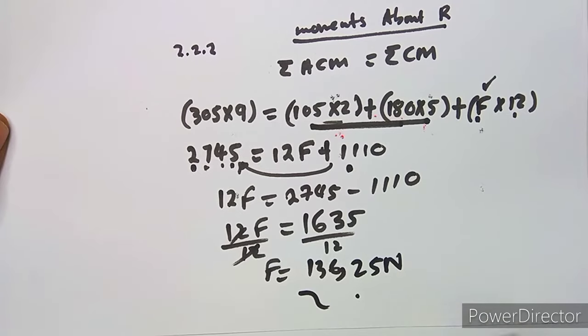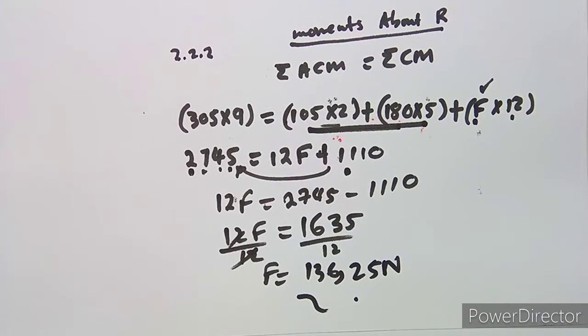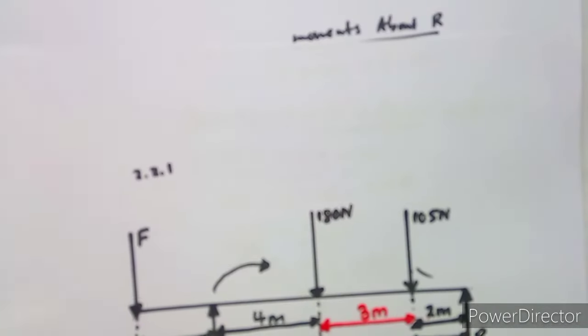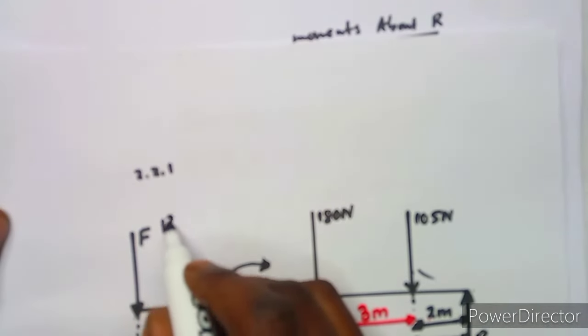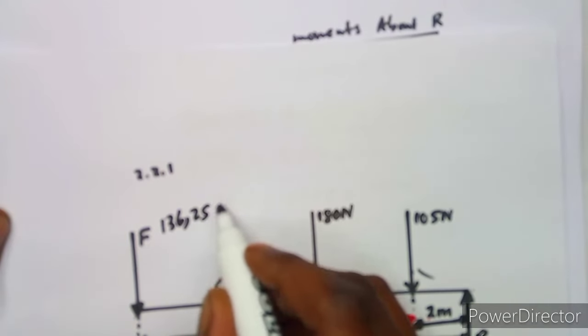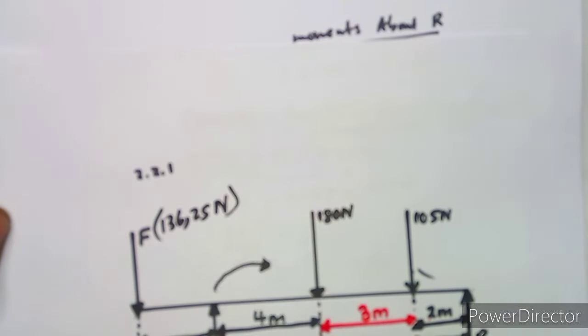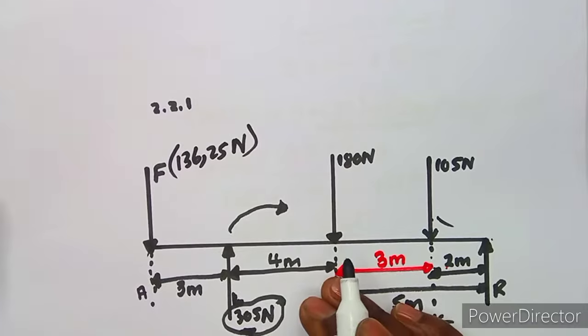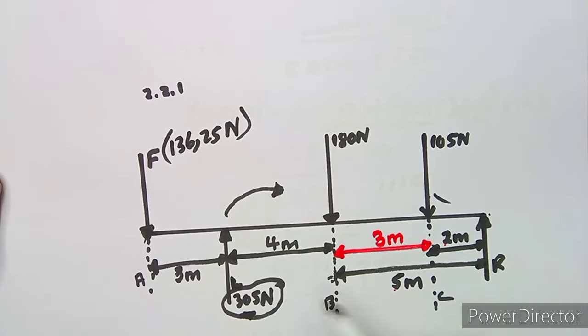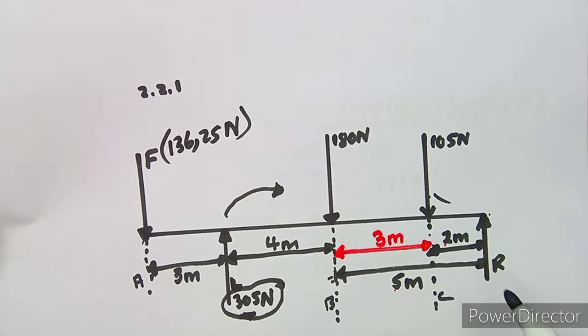136.25 Newton. So that is the value of F, which is the unknown force, 136.25 Newton. So we now have this value here. Okay, we now have this value of the force there, which was the unknown force.